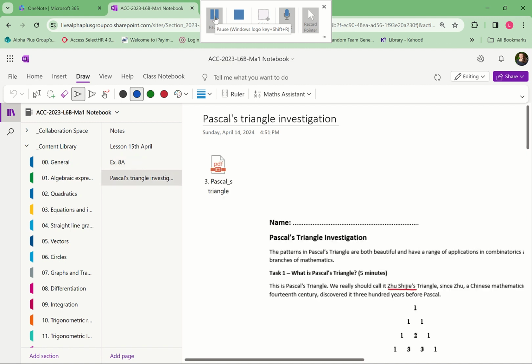If you finish all of that, try and do some of the investigations on Pascal's triangle, do a bit of colouring in. Can be quite fun, and there's loads of lovely patterns in Pascal's triangle. So I'd love to see any of your colouring if you get onto that bit.